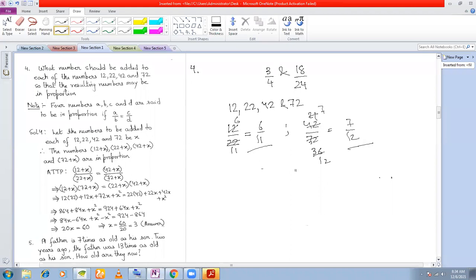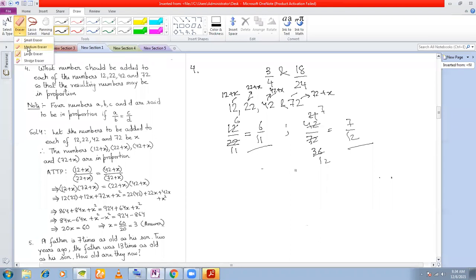So the question here is, what number should be added to 12, 22, 42, and 72 so that they become in proportion? Let's say I add the number x. 12 becomes 12 plus x, 22 becomes 22 plus x, 42 becomes 42 plus x, and 72 becomes 72 plus x, right? Let's say I add x to each of them so that they become in proportion.